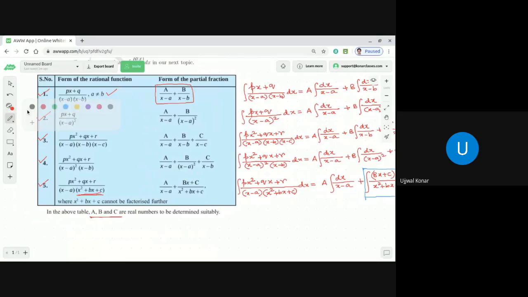Let me use a different color. Suppose you get an identity something like this: p into x cube plus q into x square plus r into x plus s is equal to a into x cube plus b into x square plus c into x plus d. Suppose you come up to this kind of identity. Suppose this is an identity. Got it? Yeah.